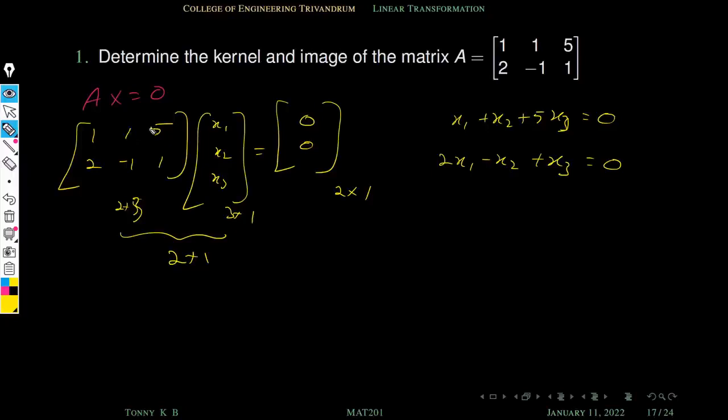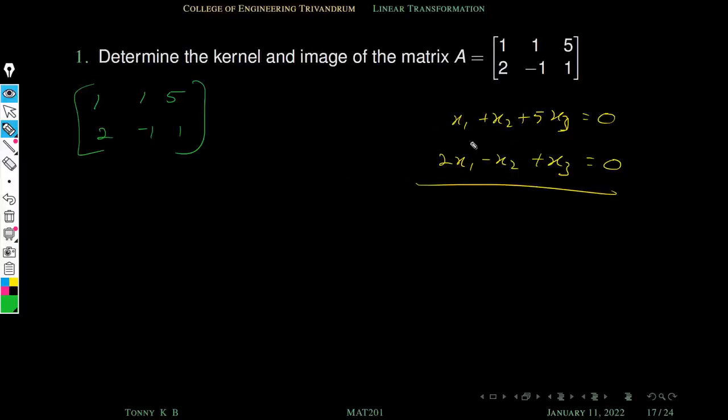Expanding the bracket, we have x1 + x2 + 5x3 = 0 and 2x1 - x2 + x3 = 0. Next, you have to solve the system. You can use the Gauss elimination method. Okay, this is the matrix corresponding to the system.